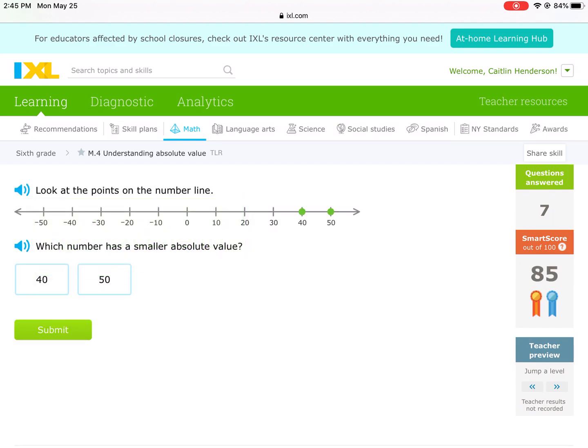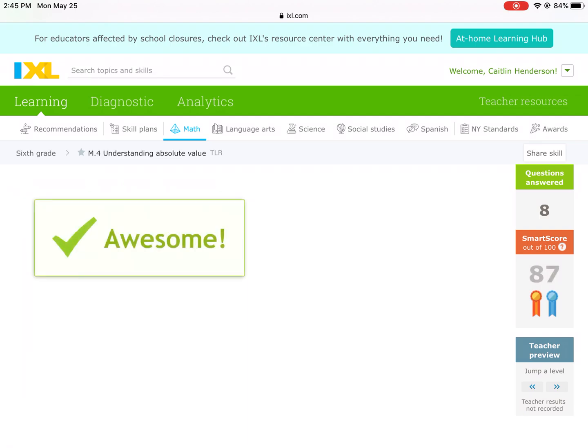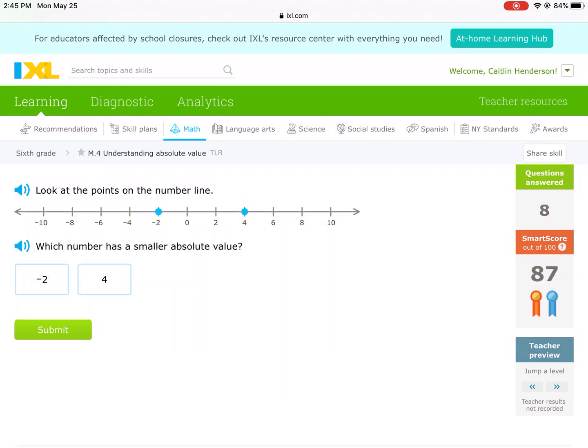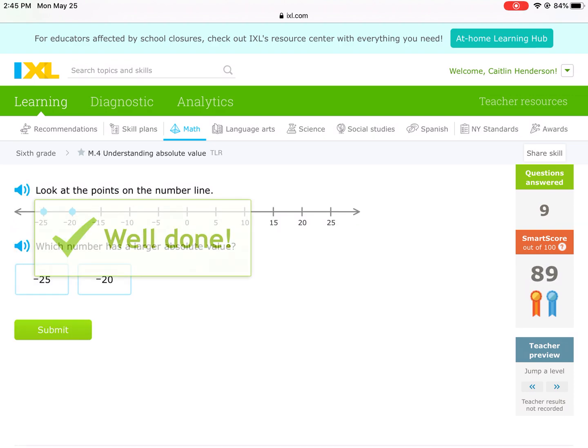All right, 40 versus 50. This one says which has a smaller absolute value. So that means which one is closer to 0? That's going to be 40. Okay, so looking here, I love it. So now they've given you a negative value in comparison to a positive value, or integer. So which number has a smaller absolute value? Well, negative 2 is a distance of 2 away from 0. 4 is a distance of 4, so the smaller is going to go to negative 2.